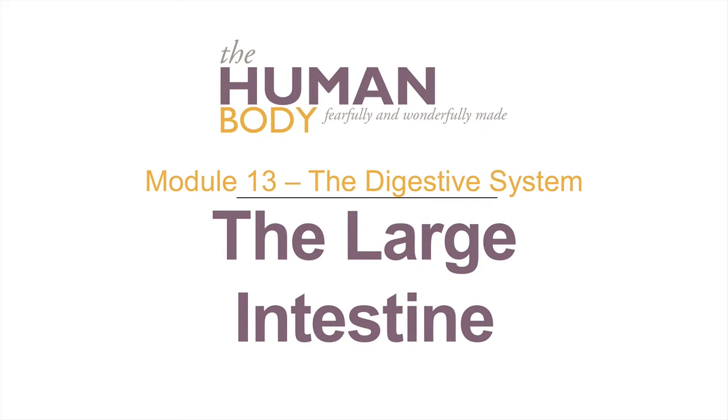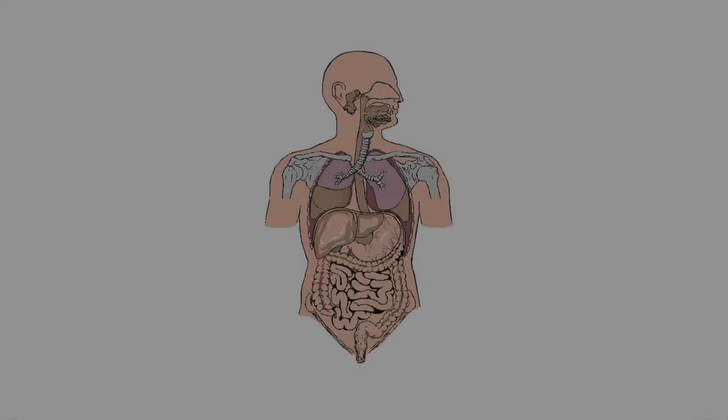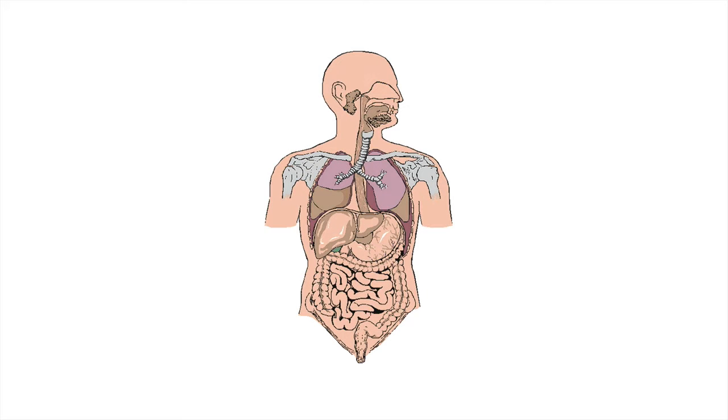Module 13, the digestive system, the large intestine. The last section of the alimentary canal is the large intestine. The large intestine is not nearly as long as the small intestine, reaching about 5 feet in length, but it gets its name because it has a much wider diameter. Like the small intestine, though, it can be divided into 3 sections.